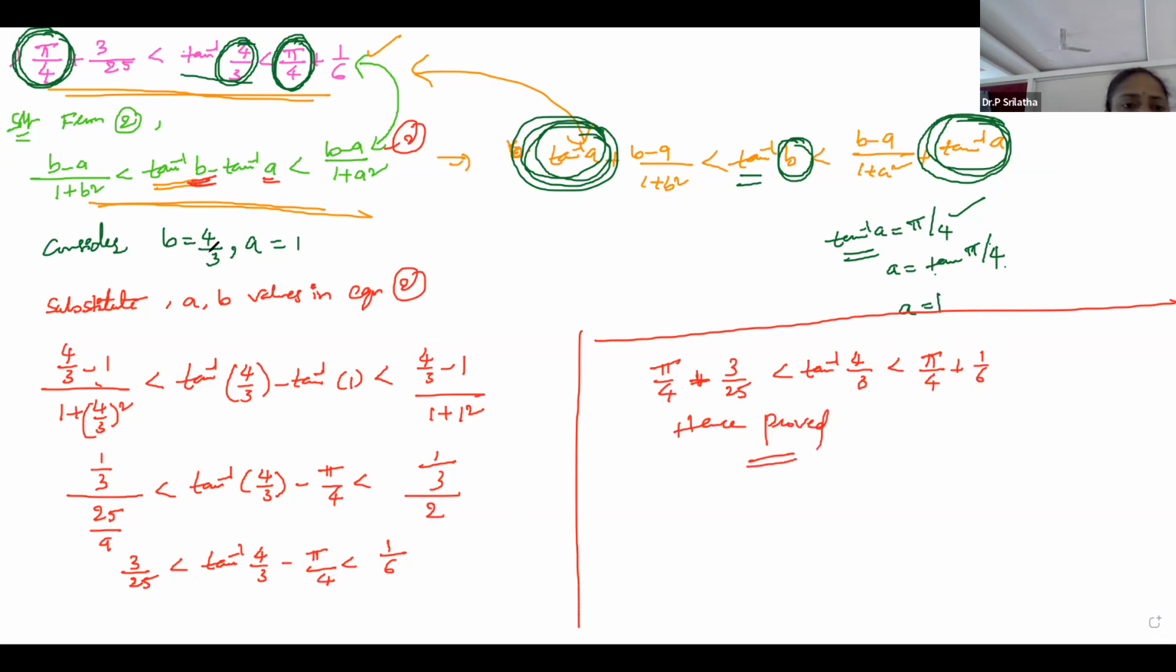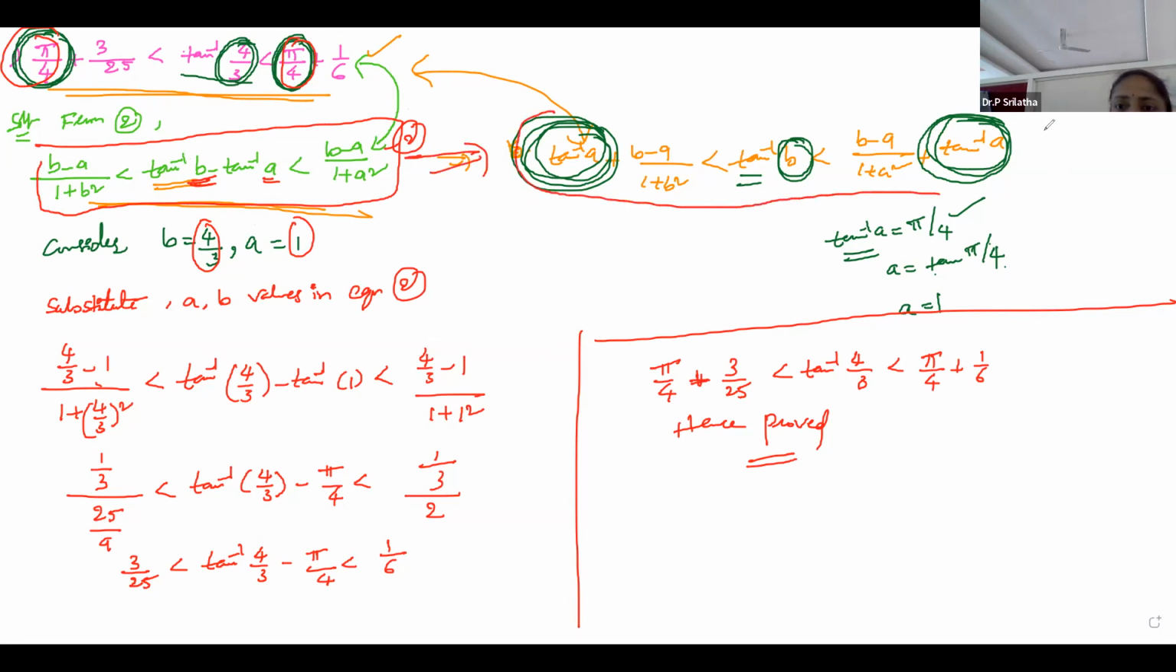Just you have to find the B value and A value based on the question, comparing with the main statement. Is it clear, all of you? So convert the main statement like this first. Then the middle value is always tan inverse B, and the similar value on both sides is tan inverse A. Like that you can remember.